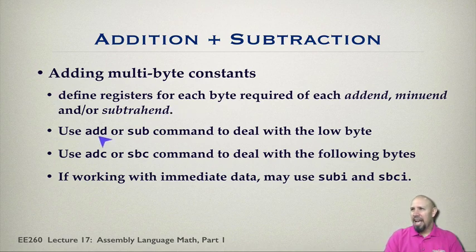All right, add or subtraction commands basically you would use on the low byte of the data, and then that in general may set the carry bit, in which case then you would use the add with carry or subtract with carry on the following bytes in successive order. So you start with the low byte first, and the next byte, and so forth, all the way up. If you're working with immediate data, then you may use subtract immediate or subtract immediate with carry.